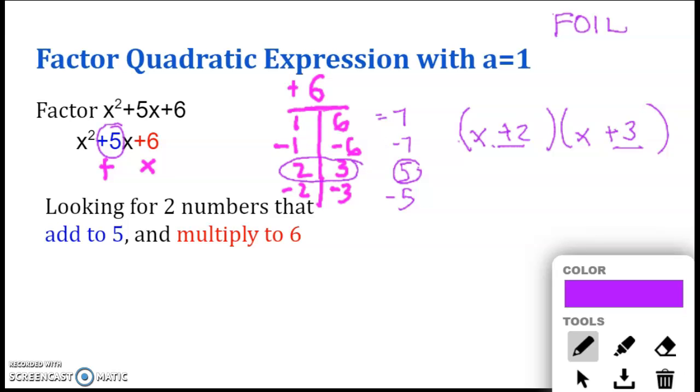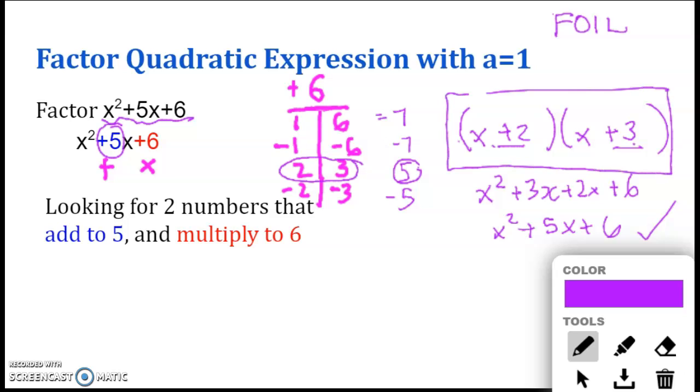So that means the first, with first, is x squared. Then outside, x times 3 is going to be plus 3x, and inside, 2 times 3 is plus 2x. The last is 2 times 3, which is plus 6. Then combine like terms, I get x squared plus 5x plus 6, which is what I started off with here. Okay, so it checks out. So this is my factored form of my quadratic trinomial.